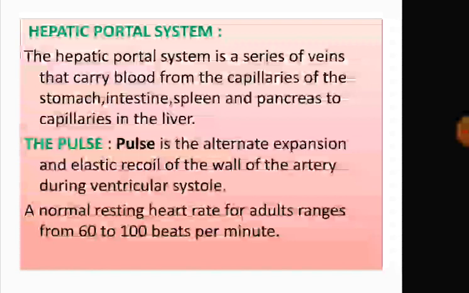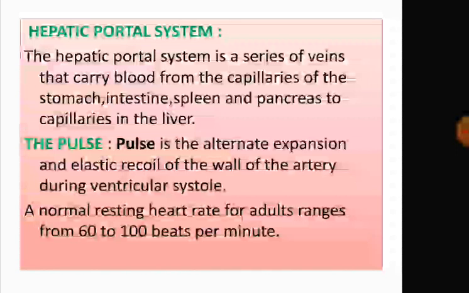Pulse. What is pulse? Pulse is the alternate expansion and elastic recoil of the wall of the artery during ventricular systole. Our pulse is our heart rate, and the number of times it beats varies from person to person. So counting of the pulse is indirectly the counting of the heartbeats.